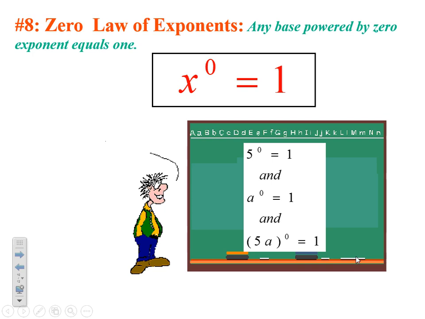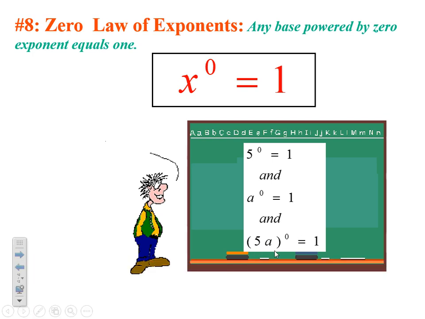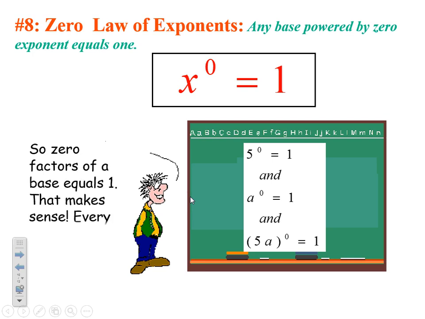If I have 5 to the 0, it's going to equal 1. If I have a to the 0, it's going to equal 1. And if I have the quantity, so in parentheses, 5 times a to the 0, all of this will equal 1. Anytime I have anything set equal to 0 as an exponent, it's going to equal 1. So 0 factors of a base equals 1. That makes sense since every power has a coefficient of 1.